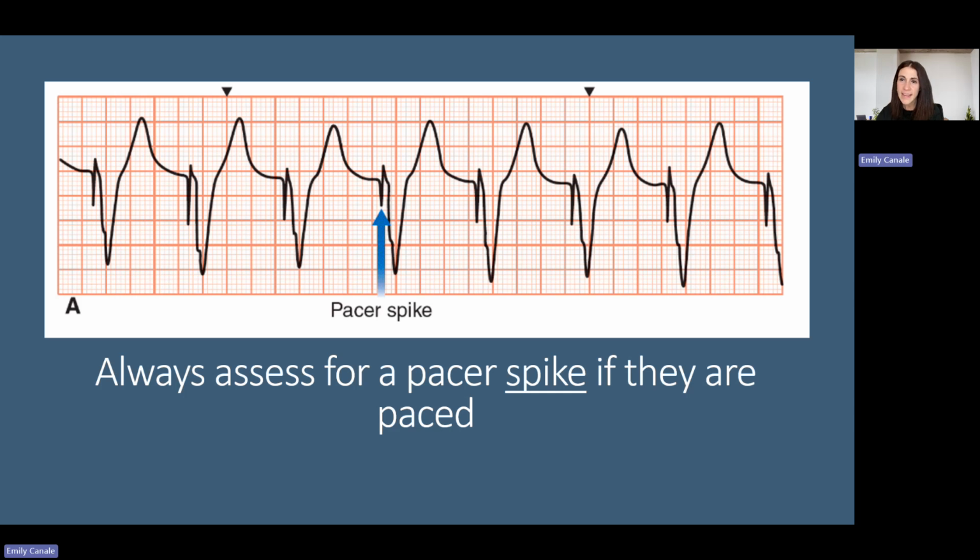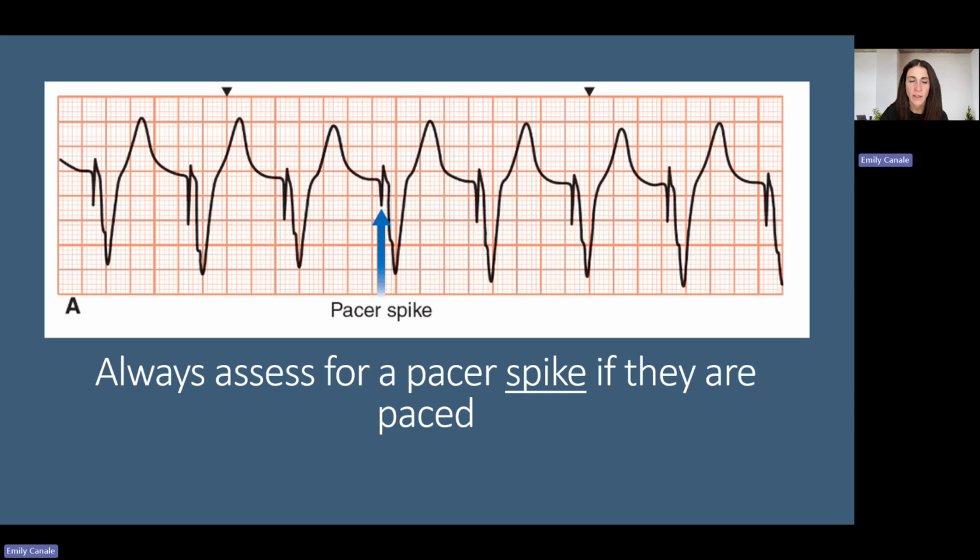Now, if they are paced, this is a pacer spike, and I just wanted you to be familiar with what it looked like because I've had students think that this is abnormal. If they're getting paced, you want to see that pacer spike. That means that the pacer is working. So we should see one of these little pacer spikes with every single beat. And you can see this would actually be how you calculate the heart rate. 1, 2, 3, 4, 5, 6, 7, and that would be 8. Their heart rate would be 80 here.